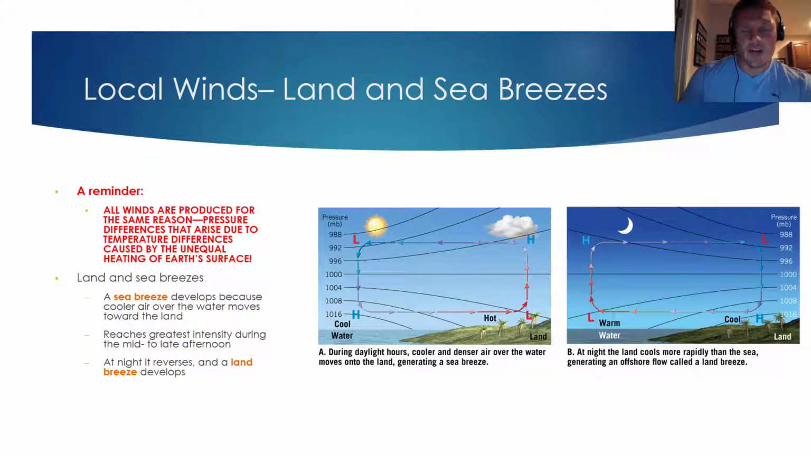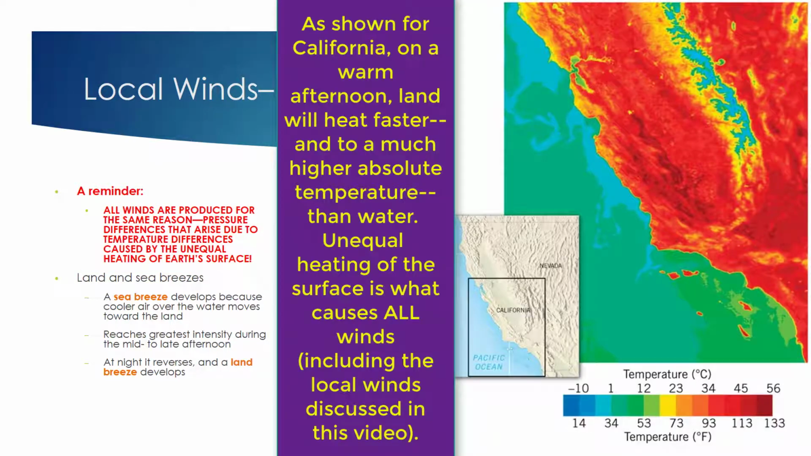Before we get into local winds, I'd like to remind you that all winds are produced for the same reason: pressure differences that arise due to temperature differences caused by the unequal heating of Earth's surface. Water is extremely good at maintaining relatively consistent temperatures. On the very hottest of days, water's temperature won't go up too much. And even on the very coldest of days, water is very good at resisting temperature change. However, on a hot day, land can heat up rapidly, and during cool periods, land can cool down rapidly. So when we reference the unequal heating of Earth's surface, that's basically what we're talking about.